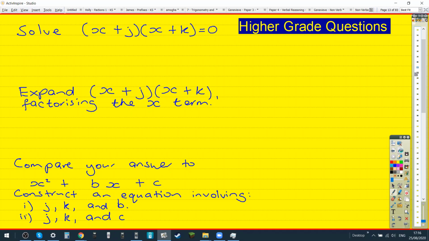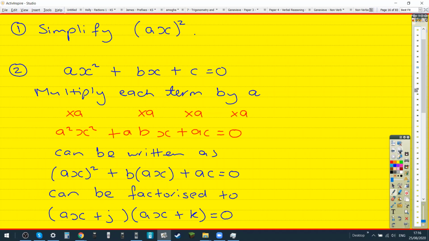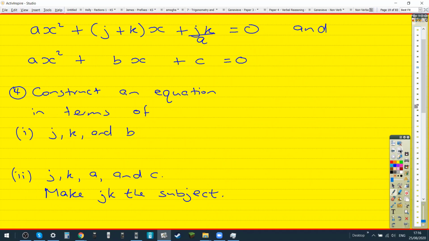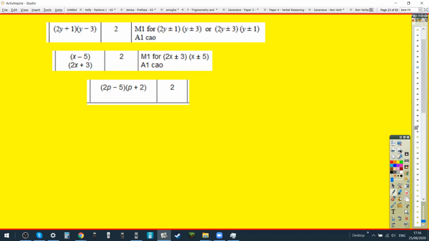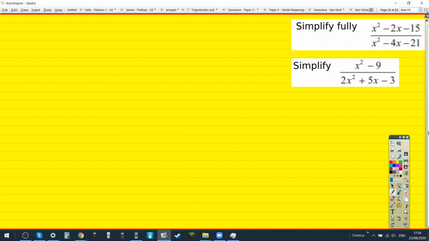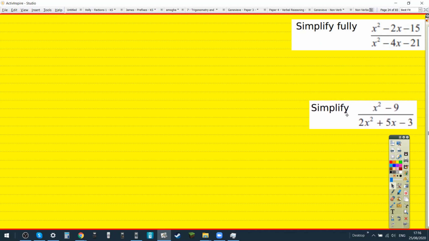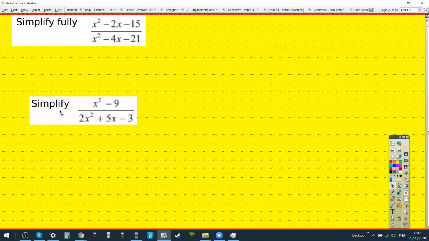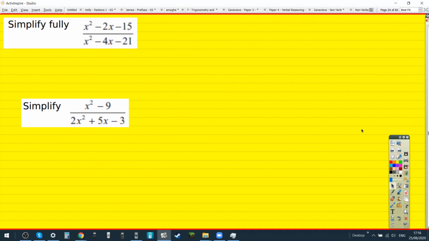Higher grade questions. I think you're going to be good for higher grade. These are the higher grade questions. But let's do something else first. Okay, how would you do this? So this top question, any idea how you simplify that? No, I don't. Factorize the top one, factorize the bottom one.